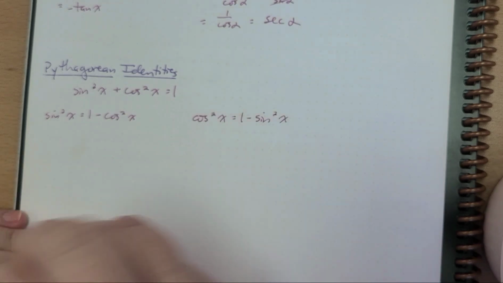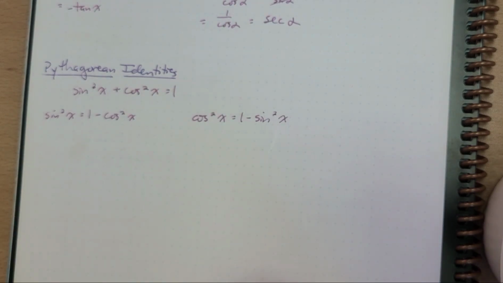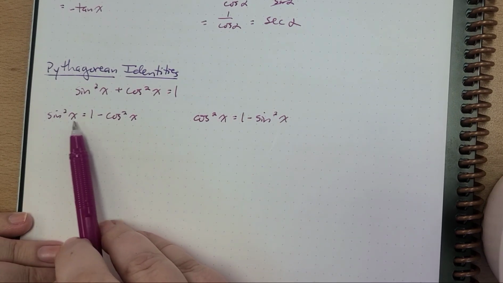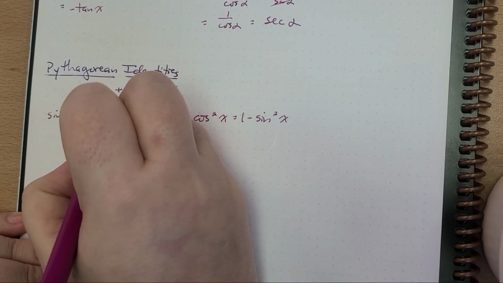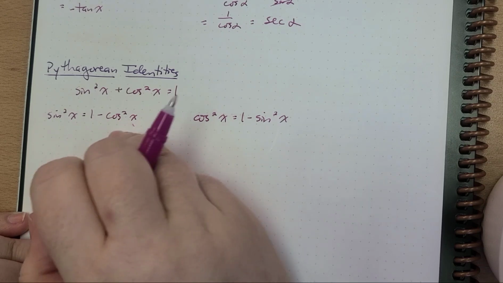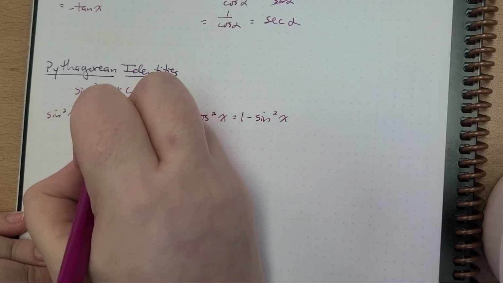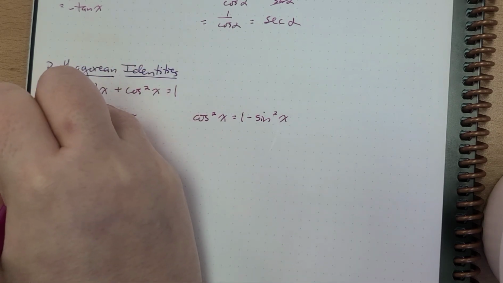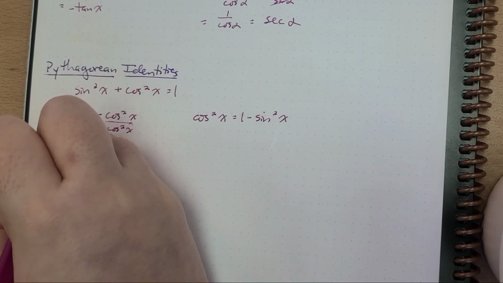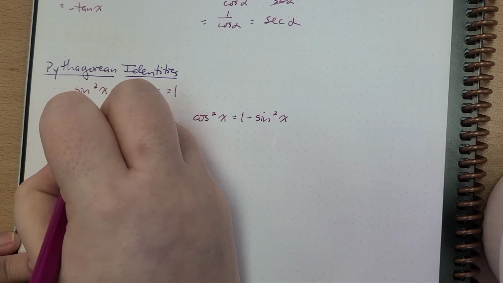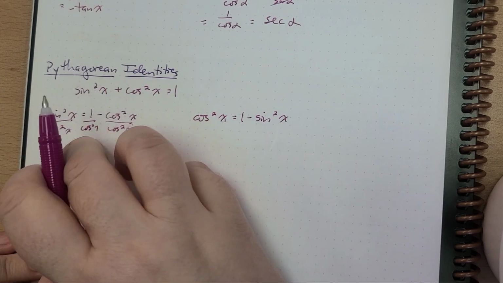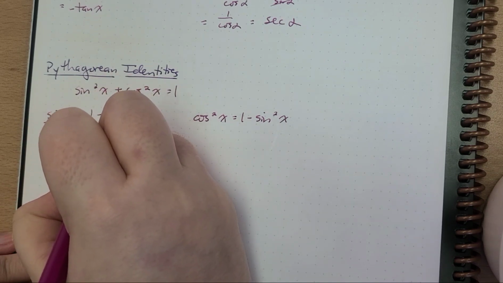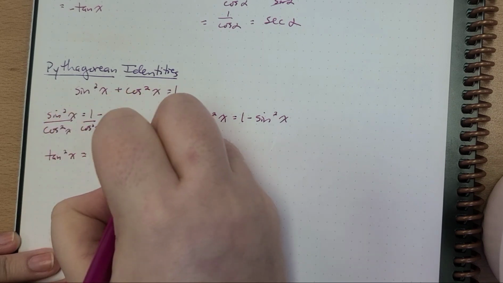And all of these are going to be useful as we continue talking about trig identities. What we can also do is, if we wanted to, divide by cosine squared of x, right? So we would divide every term here by cosine squared of x. And that's going to give us tangent squared of x is equal to 1 over cosine squared of x, which is just secant squared of x, minus 1, okay?